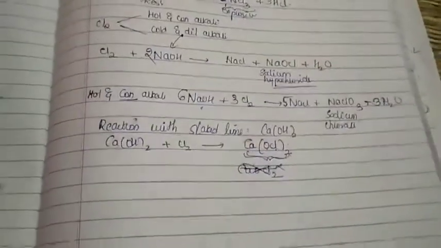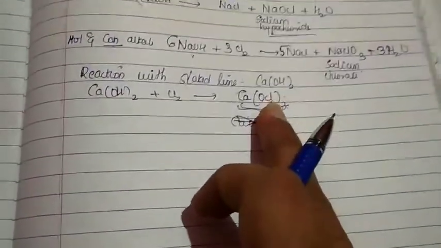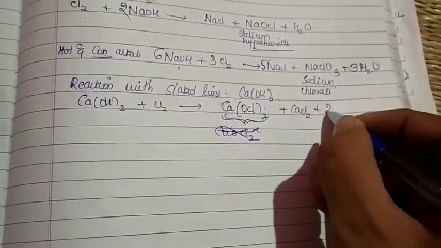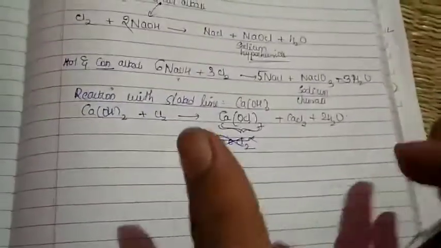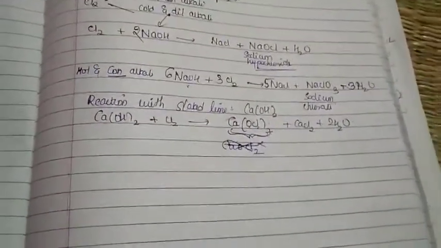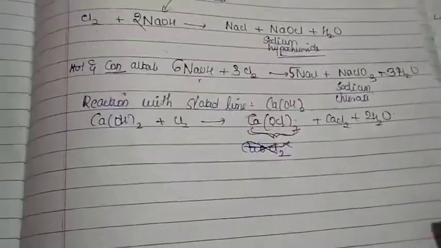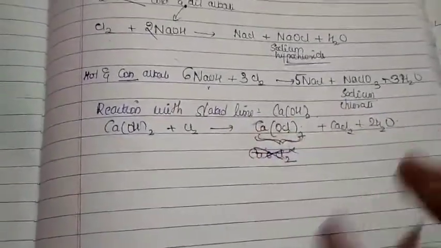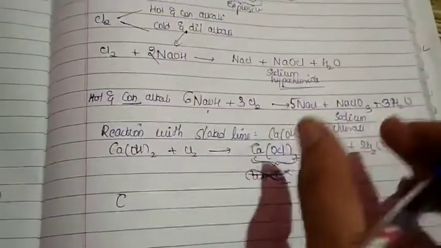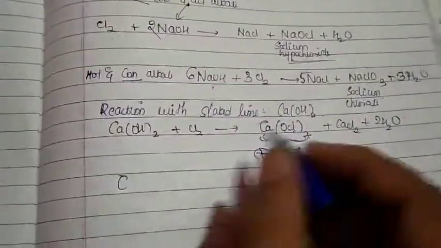Whenever you treat your chlorine with dry slaked lime, you are going to get bleaching powder. Along with that, we are going to get CaCl2 plus 2 water. This is the important part. But whenever we are asked to write the composition of the bleaching powder, we write the overall thing.